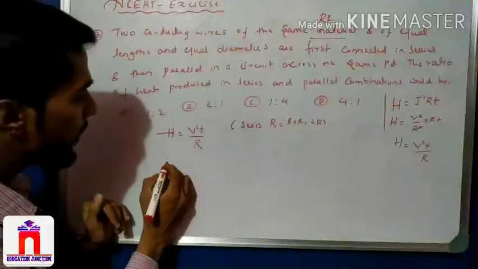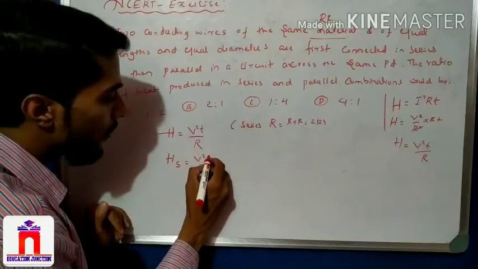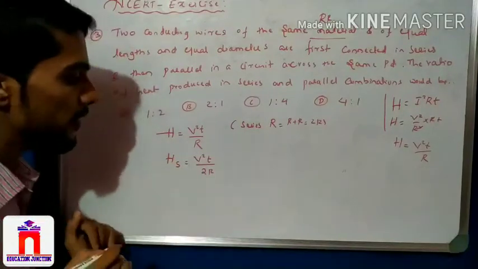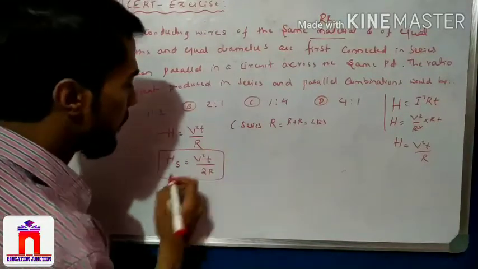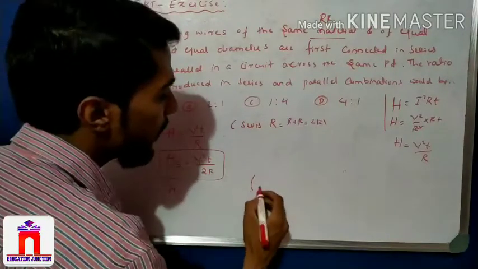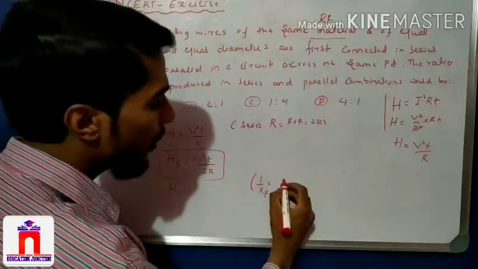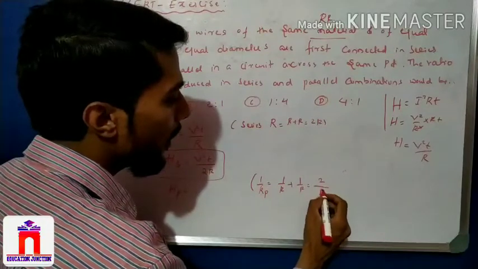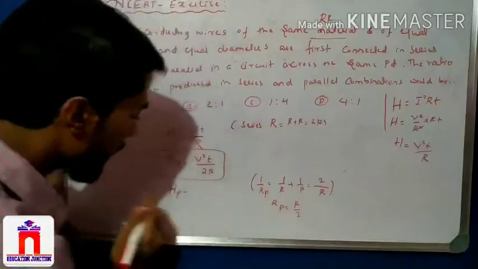So in series, I can write heat produced in series is equal to V square T divided by 2R. Now take another one, that is H in parallel. For parallel, the resistance Rp: one is R, second is R, so 1 by R plus 1 by R, which is 2 by R. So Rp is nothing but R by 2.